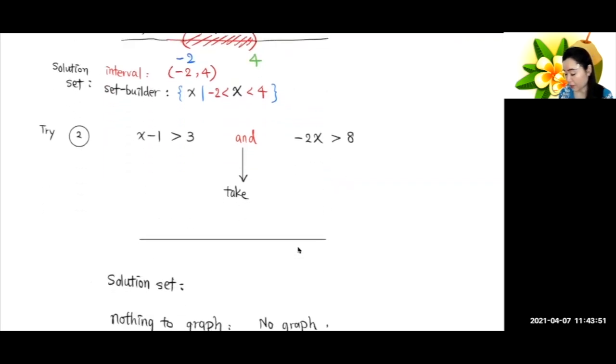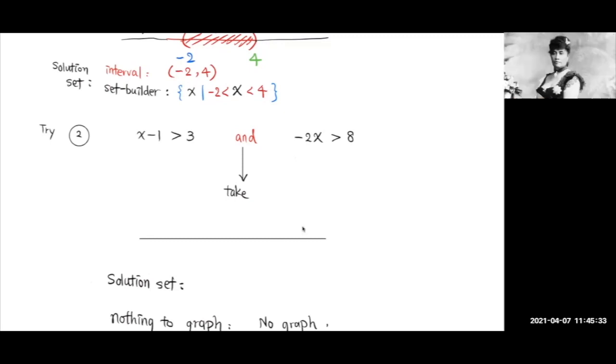Okay, let's try the next one, number 2. This time we have 2. Okay, I will let you try that for a minute. Tell me what will be the solution set. Go ahead and try. I'm gonna stop my video for a while. I'll give you 2 minutes to try. Did you guys get it? What do you have? I got x is less than 4, but greater than -4.